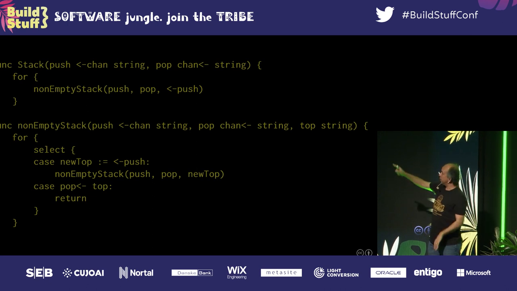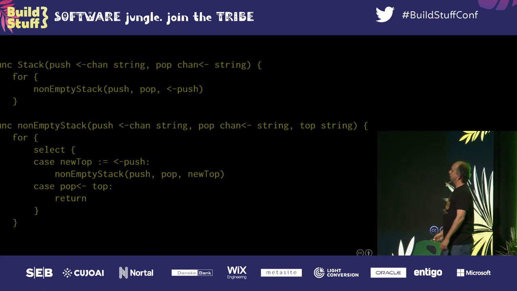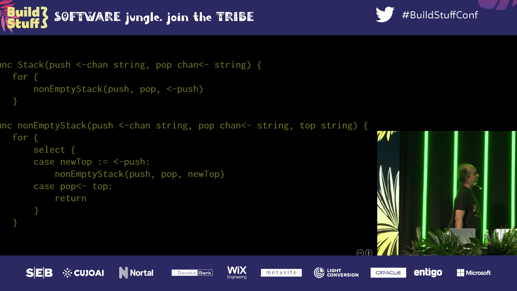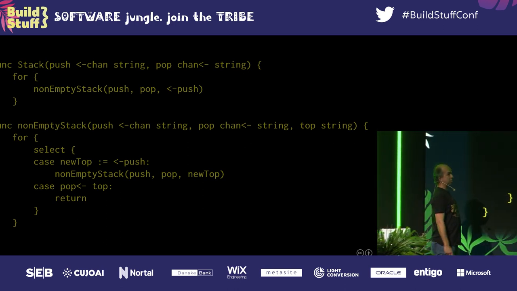You'll notice I've not kept any local variables except the argument. So we've actually modeled a stack using a stack. Fancy that. And then we return from that. Now, that's kind of cute. It's not very Go-like, but you can do it in Go.